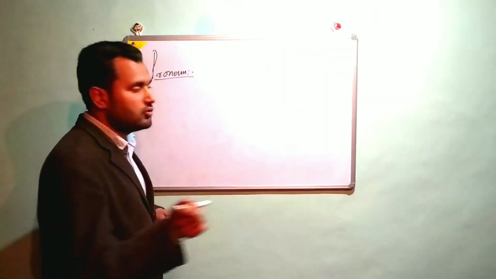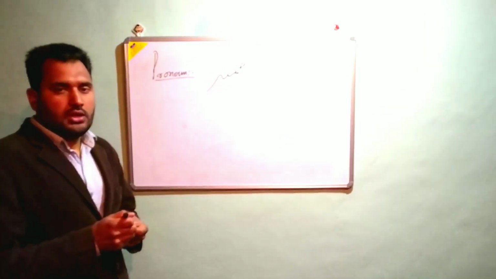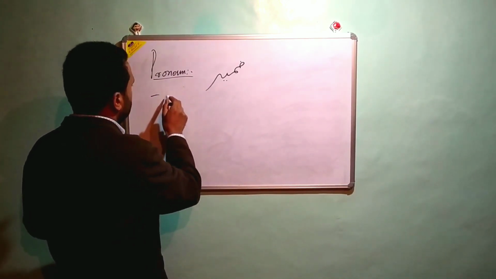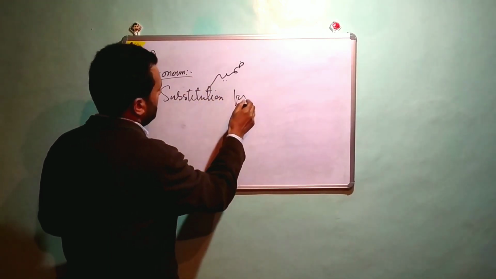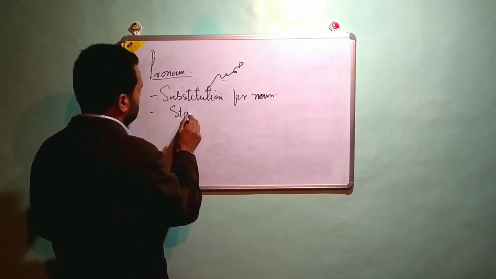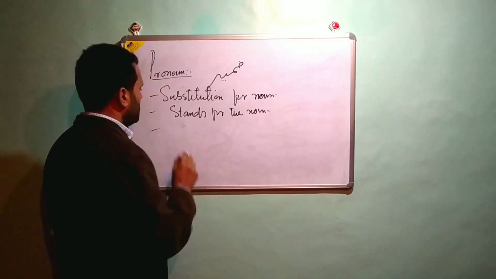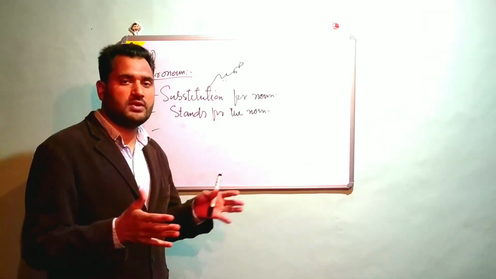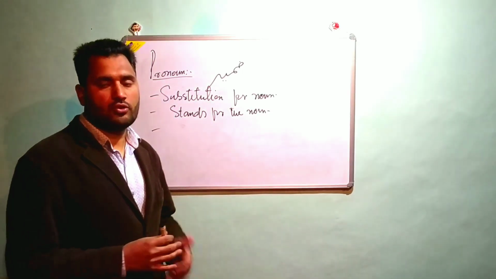So far as pronoun is concerned, in Urdu we can call it damir. I already told you that the function of pronoun is substitution for noun, or we can say it stands for the noun. Why? Because we don't want the repetition of the noun. That's why in place of repetition we want to use some other word so that we will get rid of this repetition process.